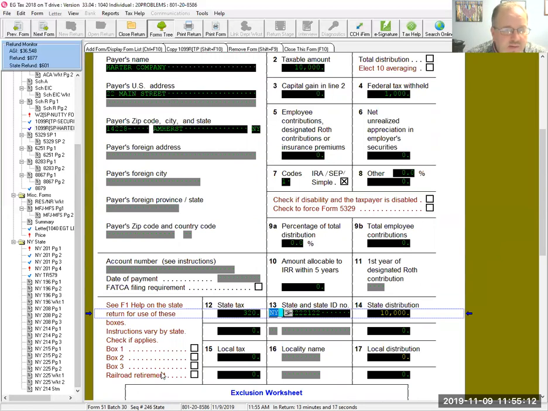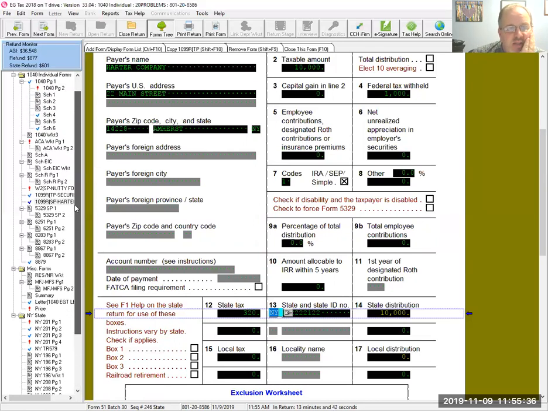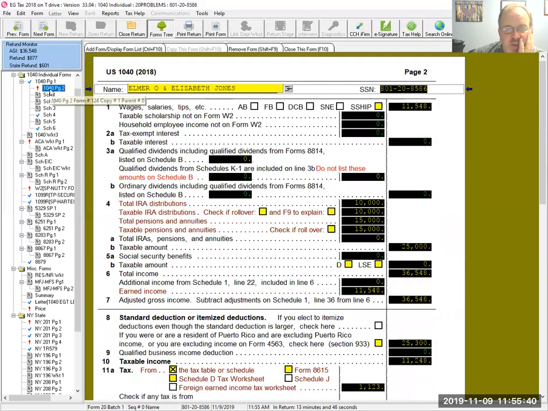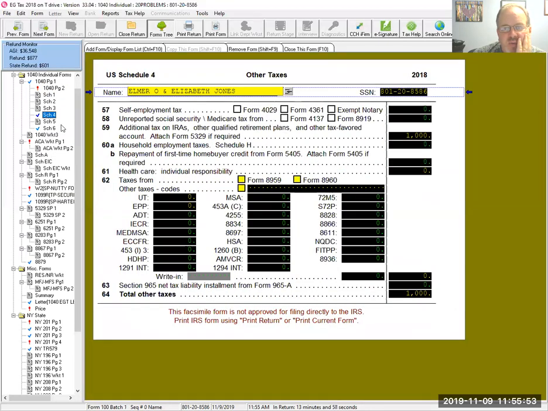Now, our boxes. All right, can't do box 1. She's not 59 and a half. Okay, she was 58 during 2018. Can't do box 2, not a federal pension. It's not a railroad. So we can exclude nothing on the state. Now, what that means is she has an additional tax. So let's go back up to our 1040 page 2, we can see here, we got her 10,000, Elmer's 15,000, 25,000. Okay? Now, if we go to Schedule 4 where it says Other Taxes, line 59, additional tax on IRAs, other qualified retirement plans, and other tax favored account, attach Form 5329 if required. Well, we're not required to do it, but basically this one is saying that we have that penalty.